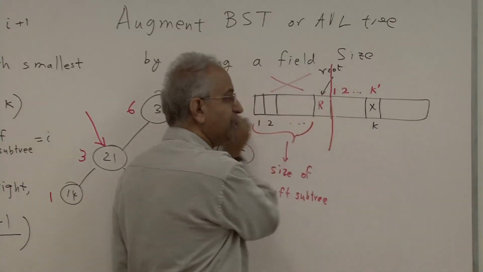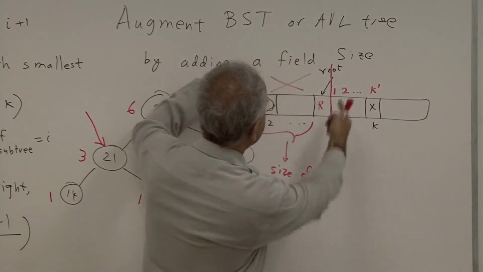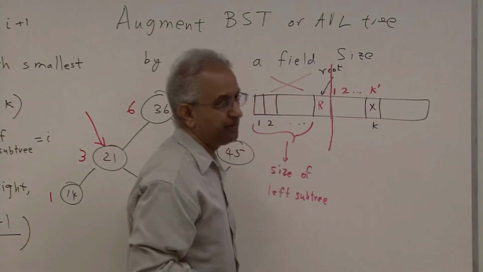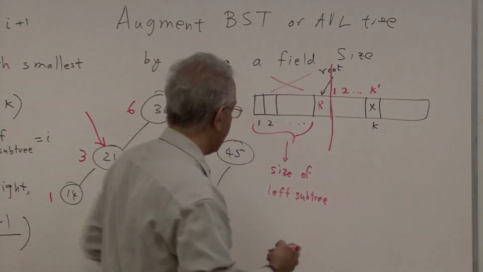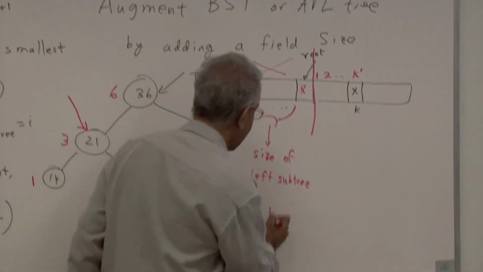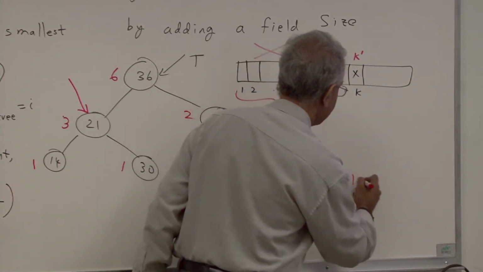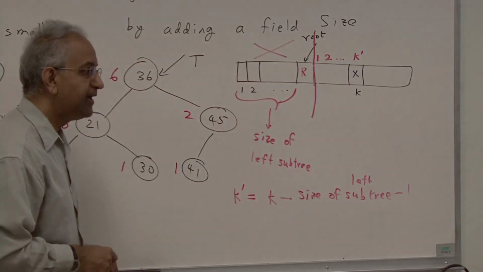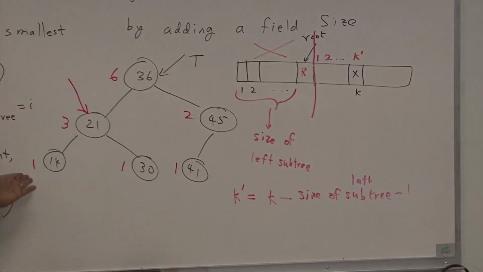Therefore, how many elements am I dropping in my new indexing? What is the relationship between the two indexings? How much shift have I done? Size of left subtree plus 1. Therefore, what is K prime? K prime is K minus size of left subtree minus 1. Right? That's exactly what we saw here.